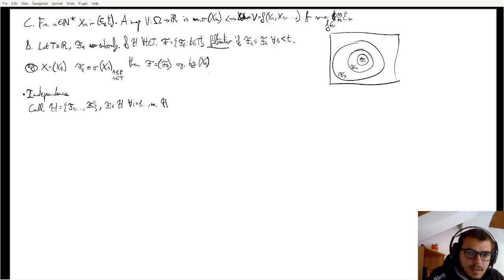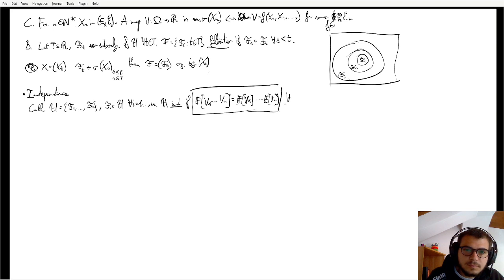Then H is an independency if the expectation of some random variables V1 to Vn can factorize into a product of the individual expectations, for any Vi belonging to the sigma algebra Fi, which is measurable with respect to Fi. So this is the important formula to remember.